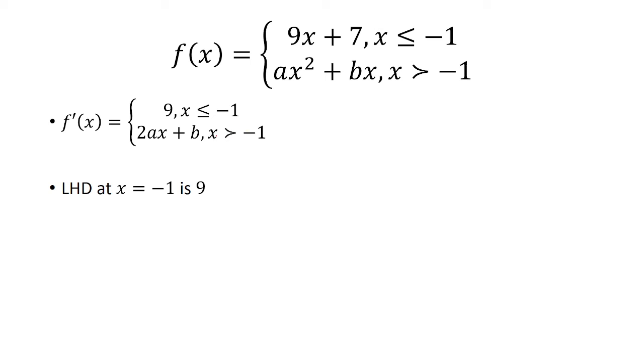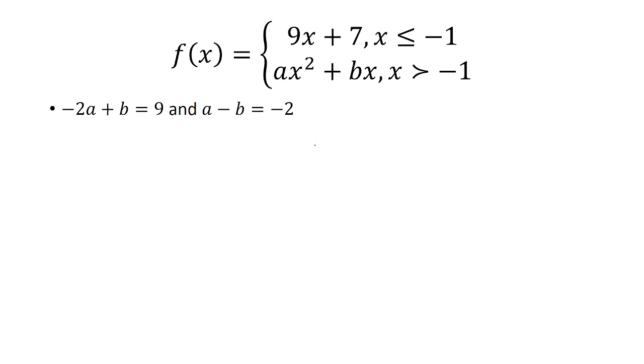And then for the right-hand derivative, I'm going to plug in x equals -1 into 2ax plus b and get -2a plus b. So in order for this function to be differentiable, the left-hand and the right-hand derivatives must be equal to each other. And so this is our second equation.